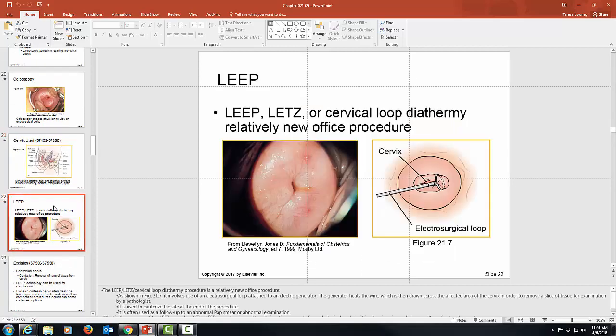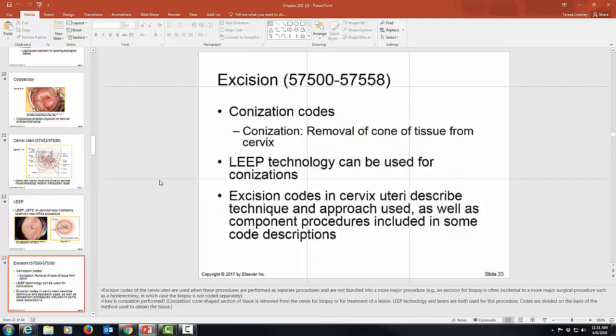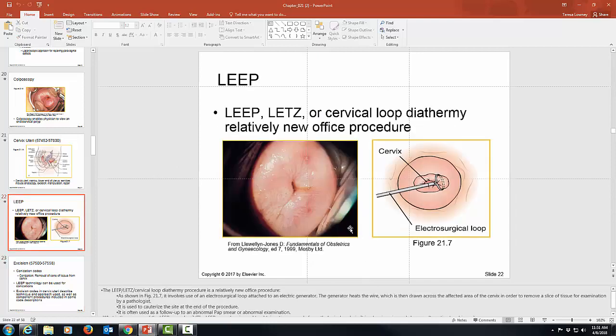Then the next slide is showing a LEEP or a LETZ, a cervical loop, relatively a new office procedure. We used to do them at OB-GYN Associates. The only thing that's horrible is if the power goes out in the middle, and we had that happen once. So that's not a fun thing to be having.